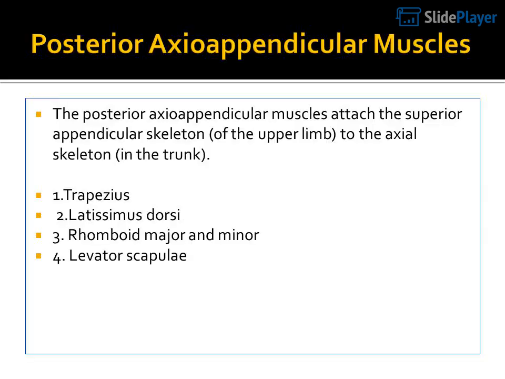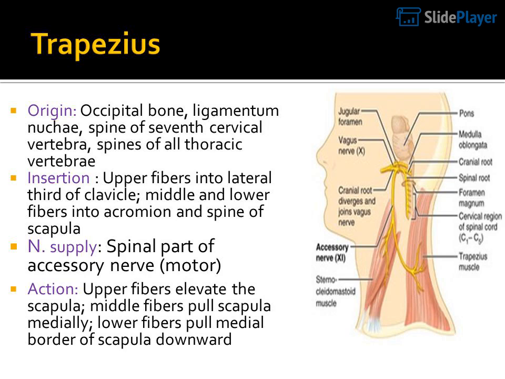Posterior axioappendicular muscles. The posterior axioappendicular muscles attach the superior appendicular skeleton of the upper limb to the axial skeleton in the trunk. 1. Trapezius. 2. Latissimus dorsi. 3. Rhomboid major and minor. 4. Levator scapulae. Trapezius and supply, spinal part of accessory nerve, motor.